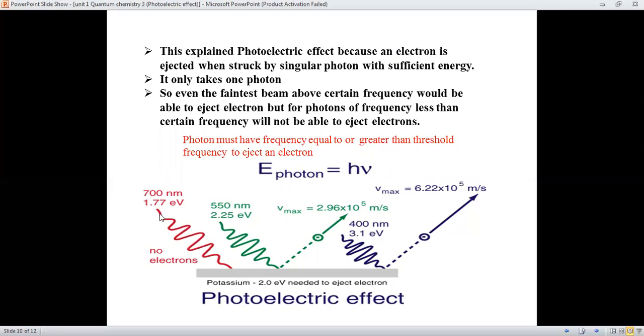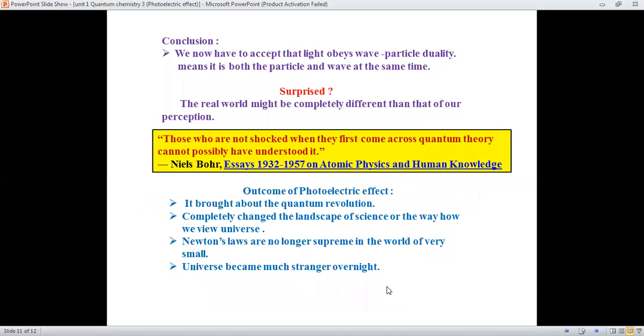Here in the first case it is 1.77 electron volt. The incident photon has less energy than the work function or the binding energy, so in this case it will not be able to eject the electron. But in this case it is 2.25, so the electron will be ejected because 2.25 is greater than 2.0. And in the third case it is 3.1 electron volt, so it will also be able to eject the electron because it is greater than 2.0 electron volt. So this is how Einstein explained the photoelectric effect in a satisfactory way.